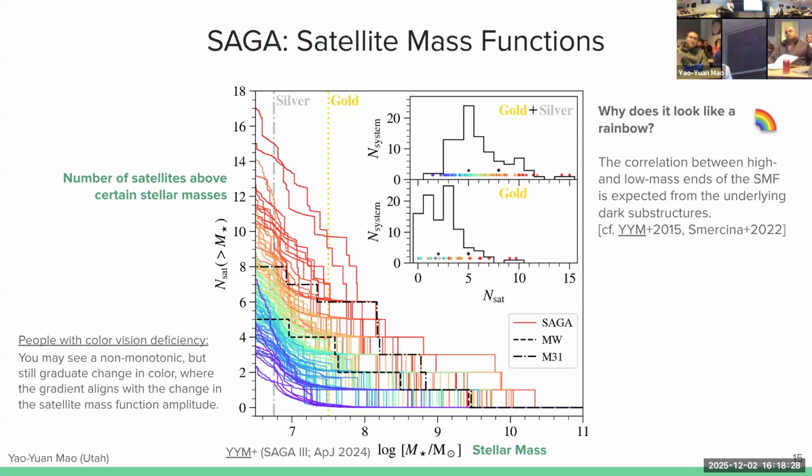Are there LMC satellites? The LMC also has satellites, yes. And are those included in the count of Milky Way satellites? Not to this mass range. So the LMC is here, the SMC is here, and their satellite masses are much lower, so not to this mass range.